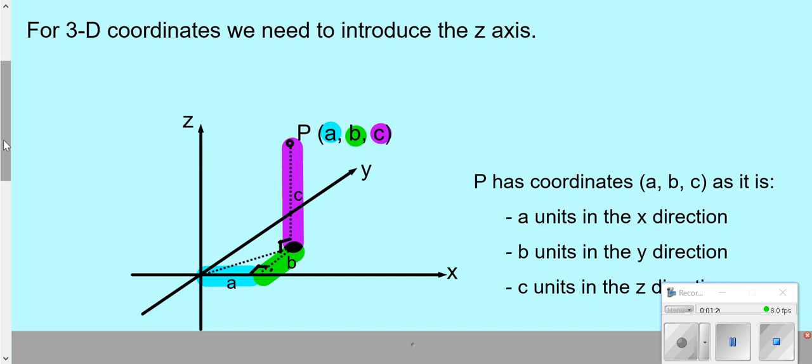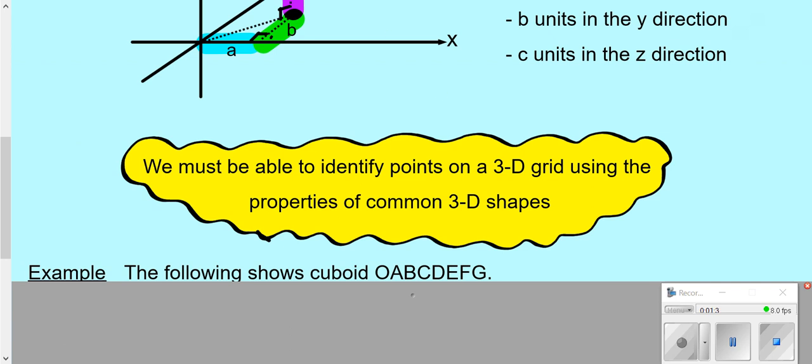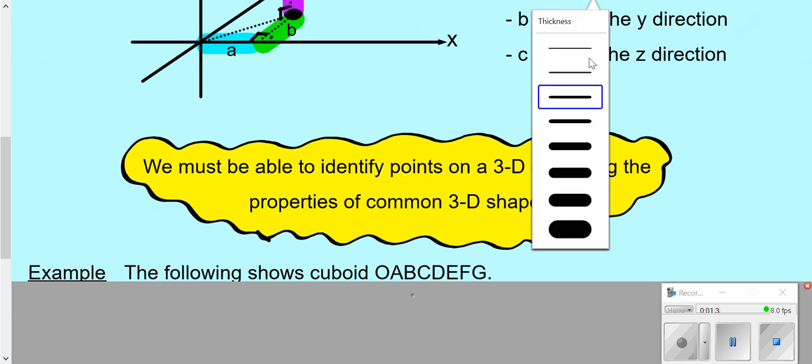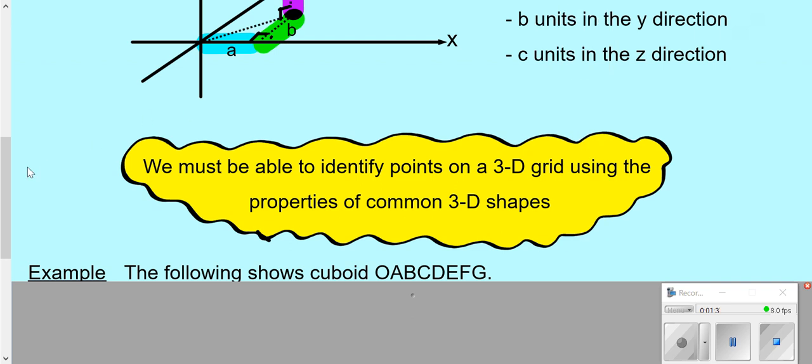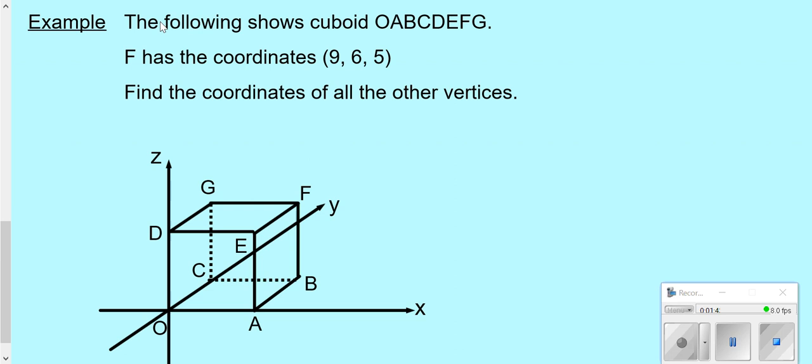Now, what you might be asked to do is you're going to be given some kind of object. You're going to be told one, maybe 2 points on that object, and you're going to be asked to find certain other points. So for this example, we're going to start with a cuboid. And it tells me that F has the coordinates 9, 6, and 5.